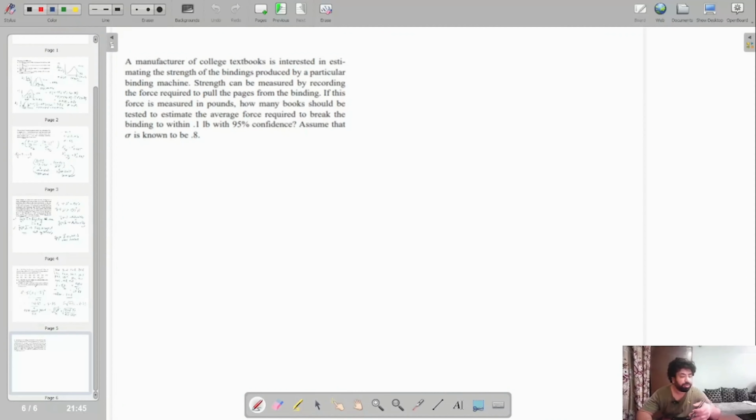Alright, so the next problem talks about a manufacturer of college textbooks who is interested in estimating the strength of the binding produced, and he is using a particular machine for doing that. However, he is telling us that he needs to find out how many books should be tested to estimate the average force required to break the binding to within 0.1 lb with 95% confidence interval. And he is saying, assume that there is a standard deviation which is known to be 0.8. So in this case, what is actually happening is we need to find out the margin of error.